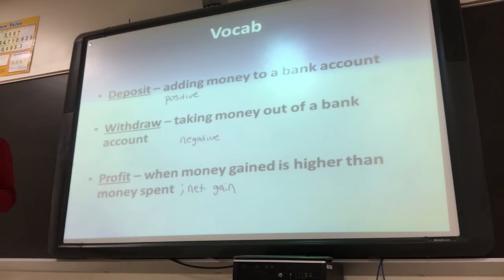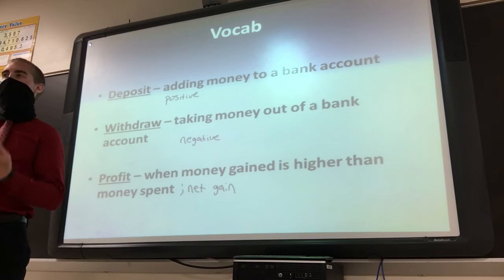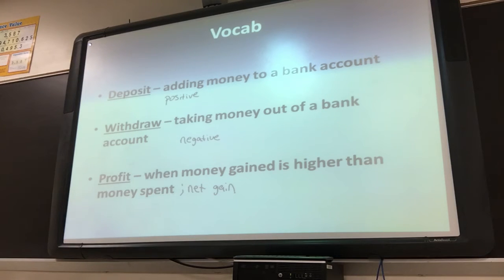All right, so those are terms that you're not just going to see today. You're going to see those terms throughout the next 3 weeks. So if you ever need to look back and see what these mean, especially deposit, withdraw, and profit, this will be a good paper to use so you can see what they mean.